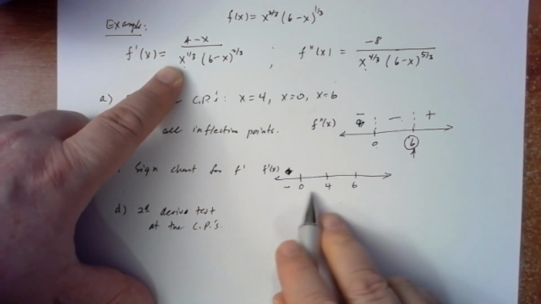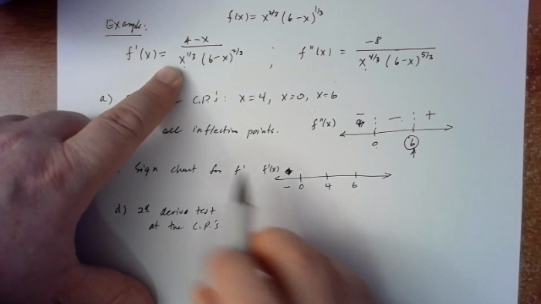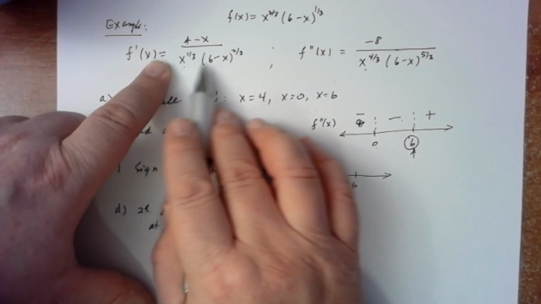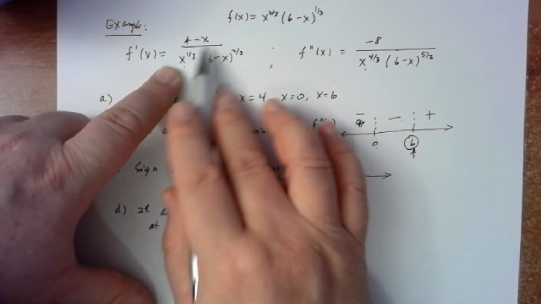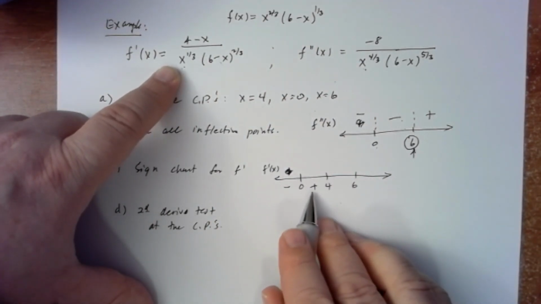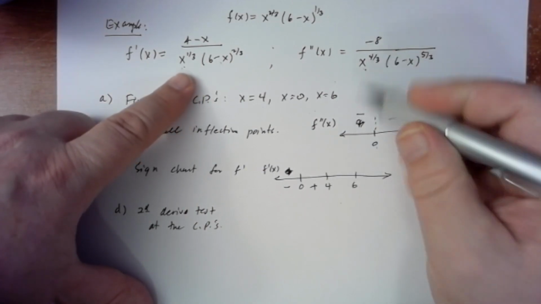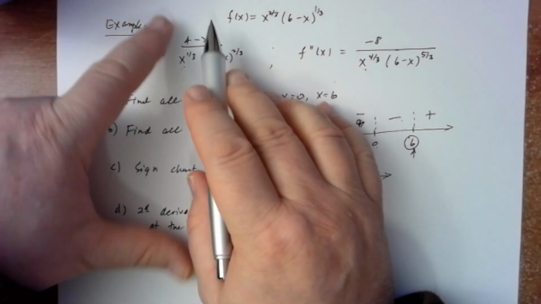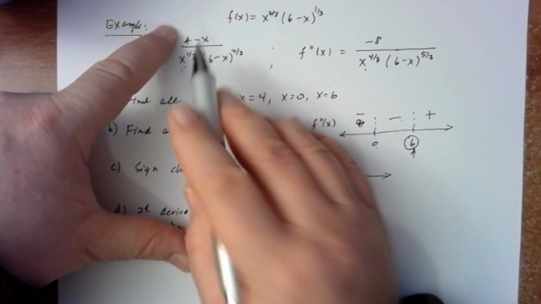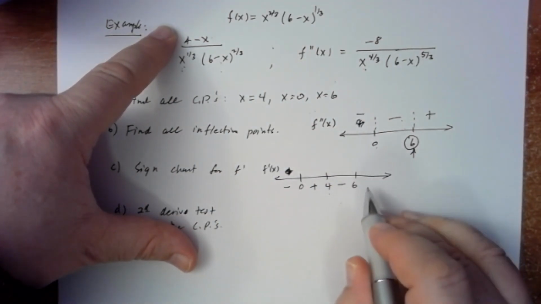Okay. And then a number between 0 and 4, for example, 1, that's positive. 1 to the 1/3 is positive. 6 minus 1 is positive. Positive all around. Good. So we do get a switch at 0, right? Next, between 4 and 6, how about 5? So 4 minus 5, that's going to be a negative number now on the top, but positive and positive on the bottom. So that's negative overall. So at x equals 4, we also have a switch.